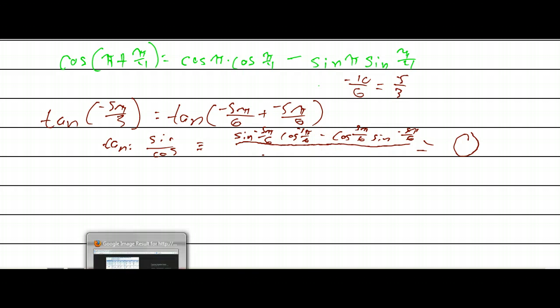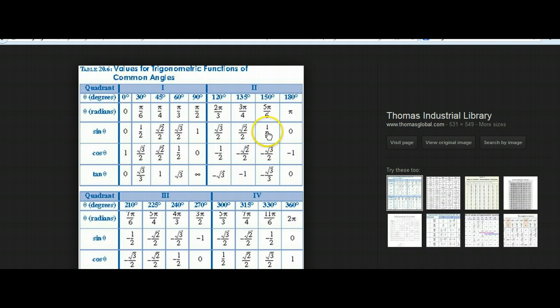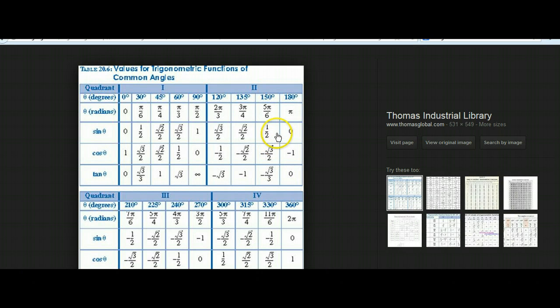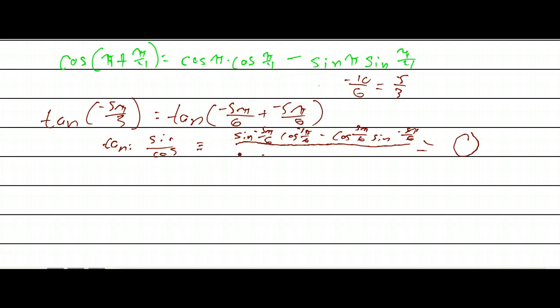Let's look at 5 pi over 6. Make sure we're fine. Negative 5 pi over 6. Yeah. So it'll be negative 1/2 minus negative 1/2. Yeah. All right. What was it? Sine 1/2 divided by... Oh no, hold on, that's wrong. All right. So I did something wrong.